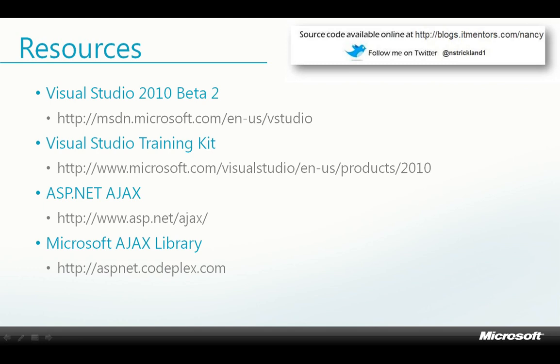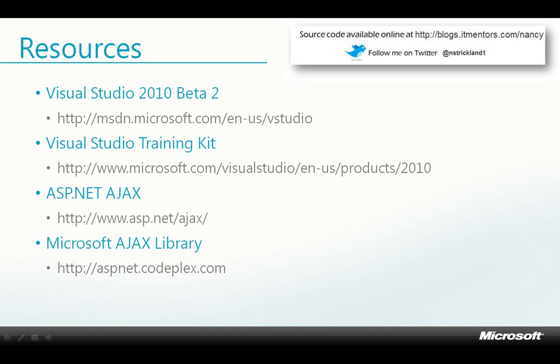Here are some more resources you can use to learn more about ASP.NET Ajax 4. This first URL is the home page for Visual Studio on MSDN. It has a link to the download site for Visual Studio 2010, which is now in Beta 2, and it's also got links to documentation and other help. And then at the second link, here's the URL for the Visual Studio Training Kit. As I'm recording this, the latest release was in January of 2010. It has presentations and demonstrations and hands-on labs, and I've referred to it a couple of times during this video.